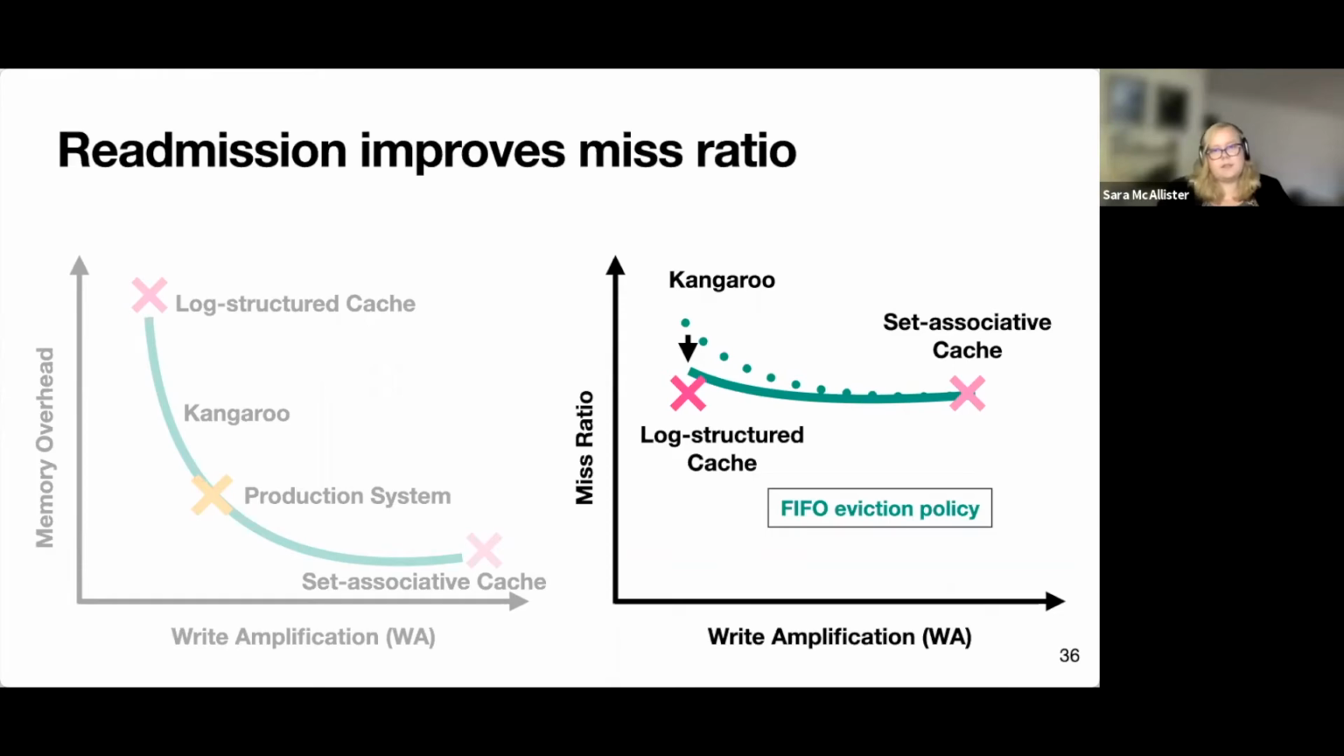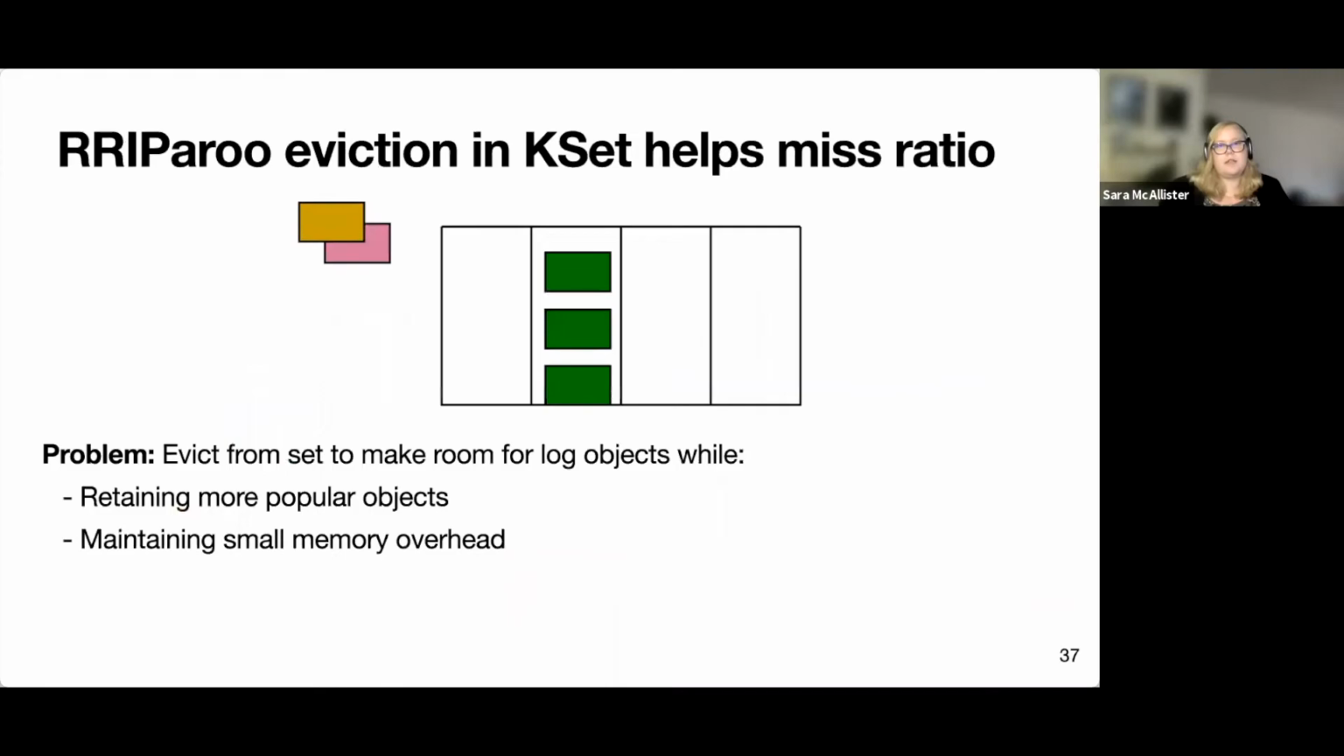And so this leads us to trying to have a better eviction policy in Kangaroo that can allow us to lower our miss ratio even more with a low memory overhead and without incurring extra writes. And so to do this, Kangaroo uses what we affectionately name RRIParoo eviction. And so the problem here is that we have two groups of objects. We have objects coming in from KLog, and then we have objects that already exist in the set. And so we want to retain the most popular objects out of both of these groups and rewrite them to the set. But we need to be able to choose which objects are most important without having a high memory overhead.